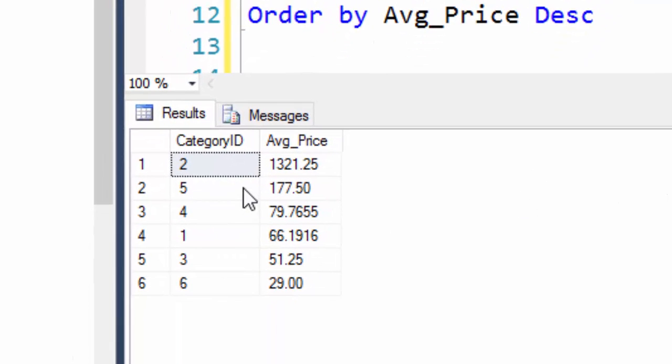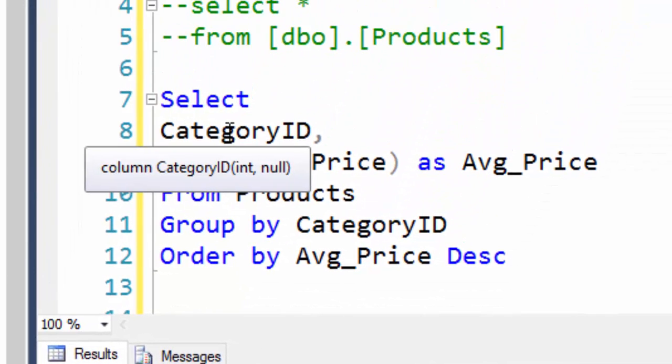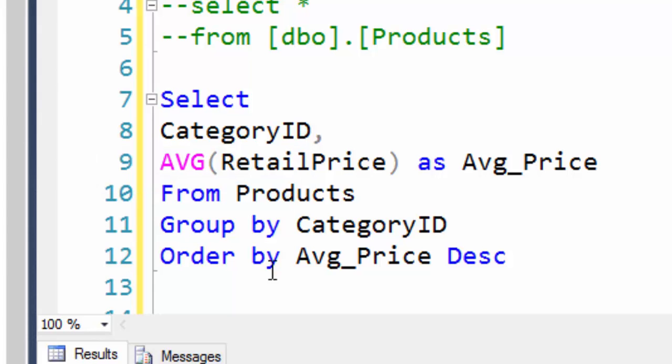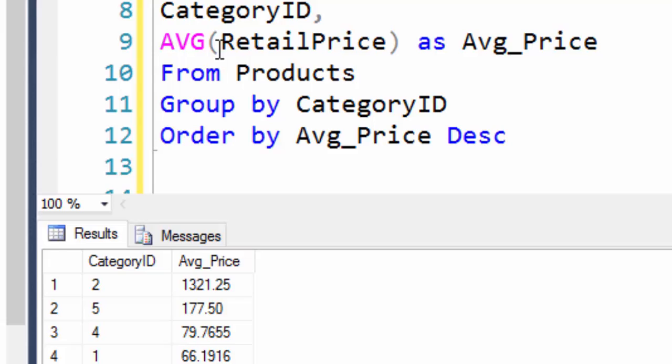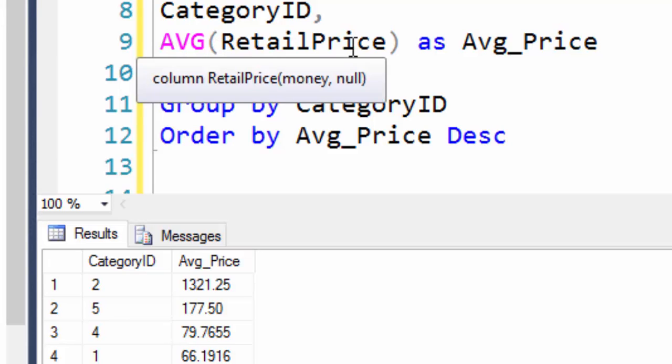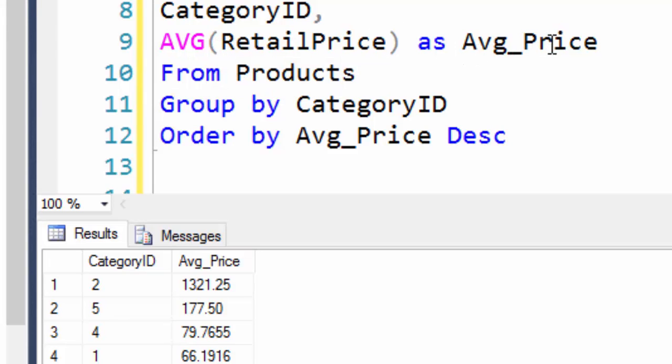So if you look at it, category 2 had the highest average price of $1,321.25, and the lowest average price was the category 6 items. So what this did is it selected the category IDs that were the same, so it took all the category IDs that were 2, and it took their average retail price and it put it under a column named average price from the products, so it grouped by that.